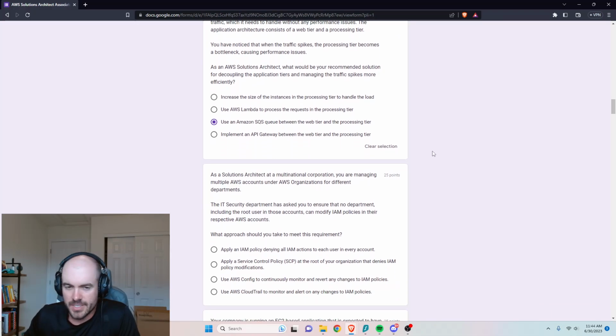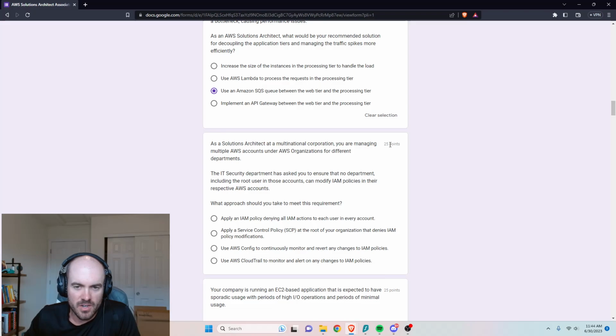All right, let's get this last one here. So as a solutions architect at a multinational corporation, you are managing multiple AWS accounts under AWS Organizations for different departments. The IT security department has asked you to ensure that no department, including the root user in those accounts, can modify IAM policies in their respective AWS accounts. What approach should you take to meet this requirement?